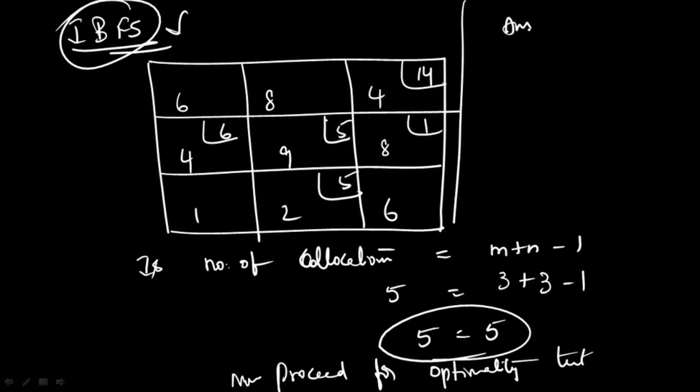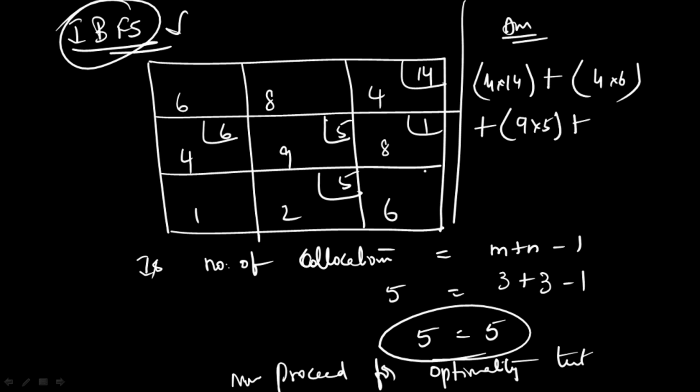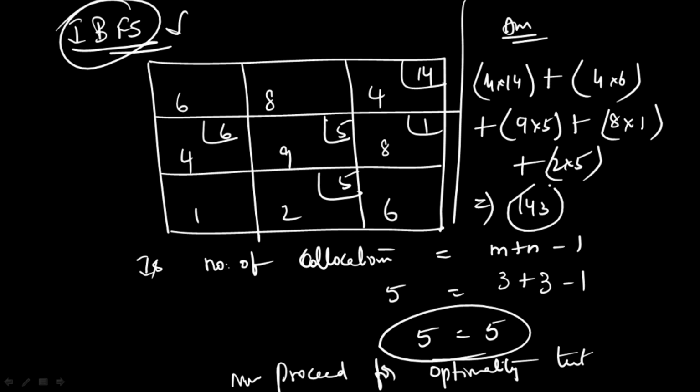So therefore, your final answer will be 4 into 14 plus this is 4 into 6 plus this one 9 into 5 plus this one 8 into 1 plus this one 2 into 5. You got the point, Nana? So I think it comes around 143. You see? As per northwest corner method, your least cost was 228. As per Vogel's approximation method, the least cost is 143. Now you can understand which is a better method. So that northwest corner is absolutely crude method.